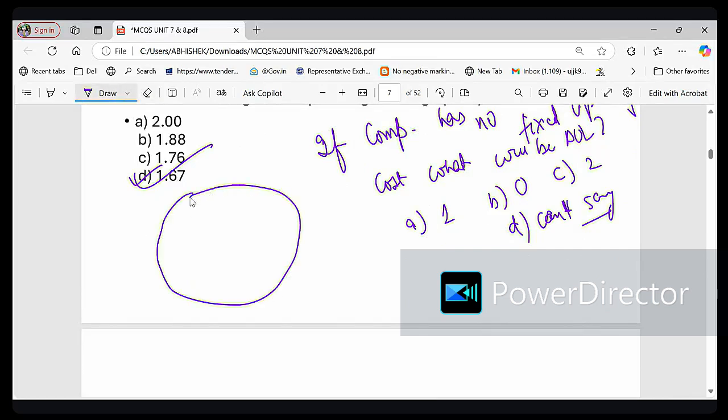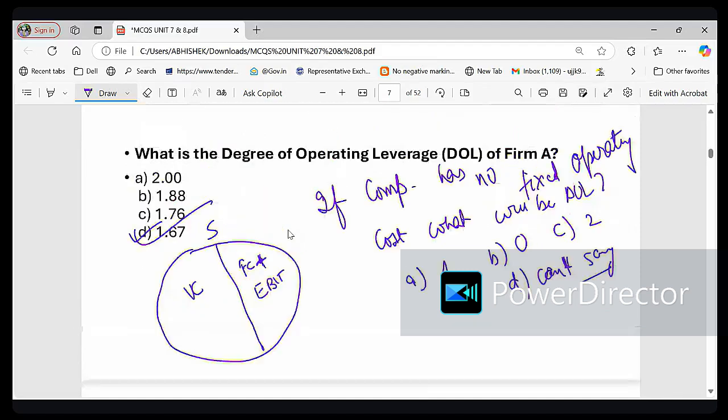See, whenever I draw this particular pie chart, this portion I am referring to consists of two things. This is the variable cost portion. This is the sales portion. It consists of two things: one is the fixed cost, and the other is the profit, or we call it EBT, or EBIT. So some portion is fixed cost, some portion is EBIT. And this entire thing is called contribution.